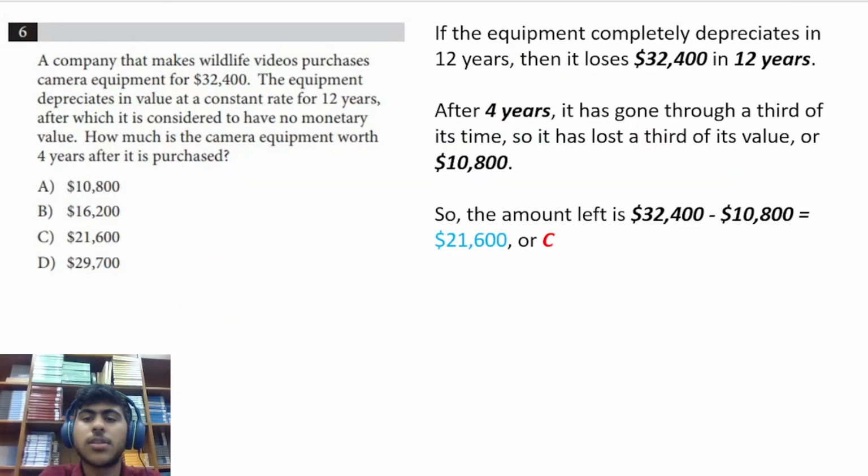Well, if in 12 years it completely depreciates, then it loses that $32,400 in 12 years. And after 4 years, it's gone through a third of that time. So since we're depreciating at a constant rate, it'll lose a third of its value in a third of the time. So it'll lose 1/3 or $10,800 of its value in 4 years. So the amount left is 2/3 of $32,400, or $21,600, which is answer choice C.